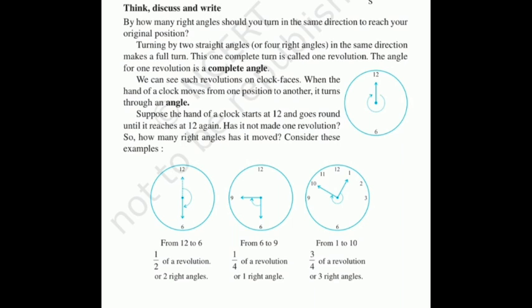From 12 to 6, half of a revolution or two right angles. From 6 to 9, 1 by 4th of a revolution or one right angle. From 1 to 10, 3 by 4th of a revolution or three right angles.